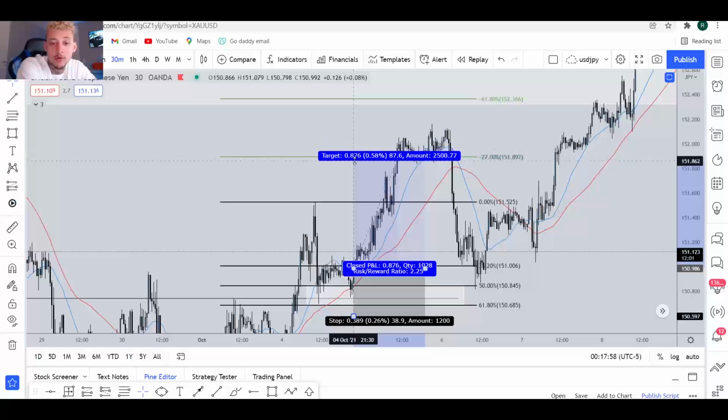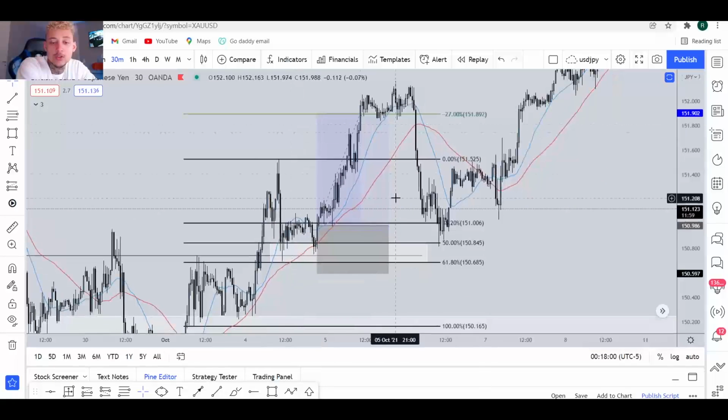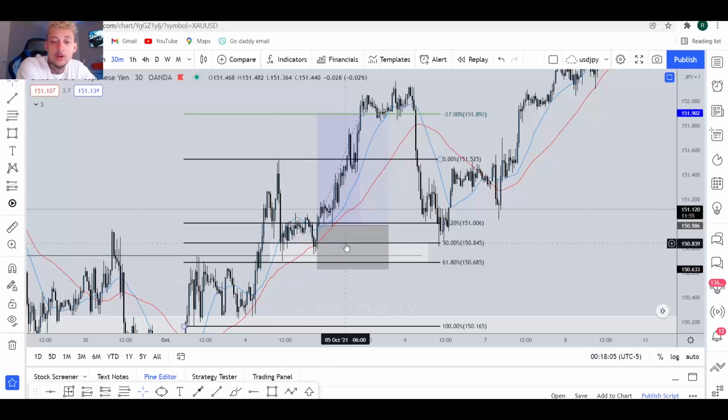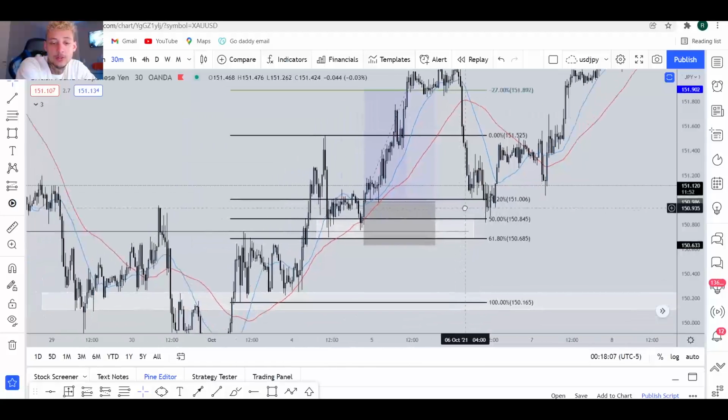Use an extension level, right? Look at this. You're going to get 2.3 times your risk. Even if you lower it just a little bit, which you could, you're going to get roughly 2.5 times your risk. Now what is this? Price rejected resistance twice. Again, increasing the probability of the trade.